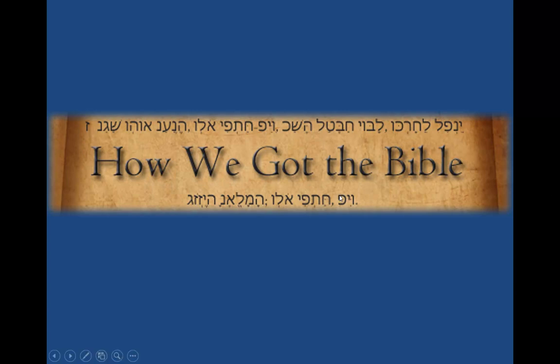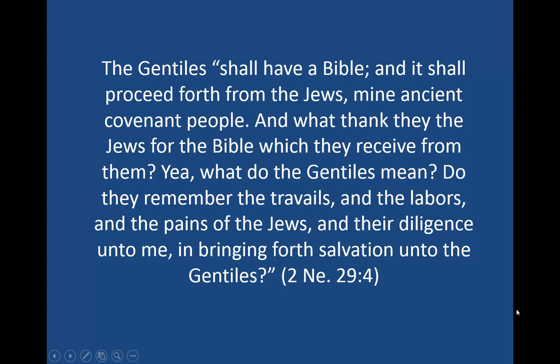The first question really to ask is, well, even before we ask that question, let's make sure we appreciate this. From 2 Nephi 29, the Gentiles shall have a Bible, and it shall proceed forth from the Jews, mine ancient covenant people. And what think they, the Jews, for the Bible which they receive from them? Yea, what do the Gentiles mean? Do they remember the travails and the labors and the pains of the Jews, and their diligence unto me, in bringing forth the salvation unto the Gentiles?